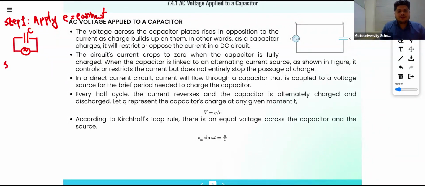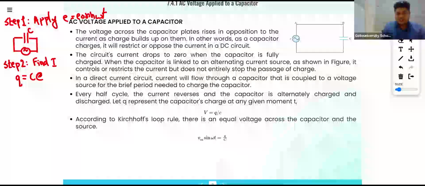Then our step number two. In your second step, you will find current using E. We have a formula we studied in chapter 2, Q is equal to CV. In this chapter, in place of V, we can use E. So I am writing my own notation, Q is equal to C into E. Yes, you can write V also, no problem.